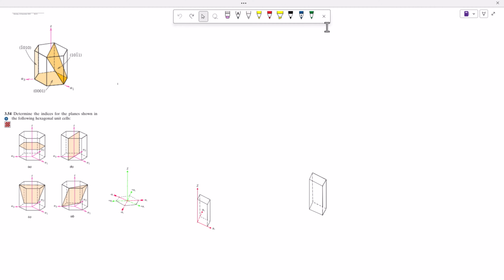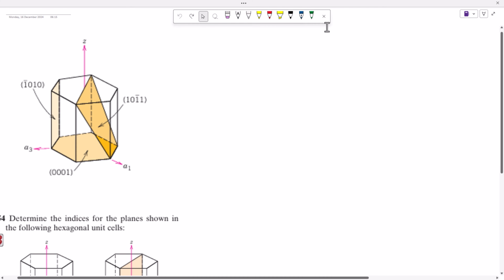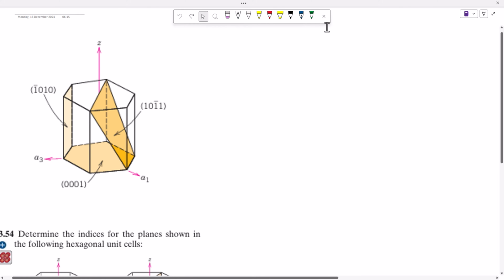So today we are going to learn how to draw or how to identify planes in the hexagonal crystal system, or crystal structure, or hexagonal unit cell. So let's start with this before I go to the main questions. We are going to be treating each and every one of them individually. So let's start with this shaded portion down here, right?